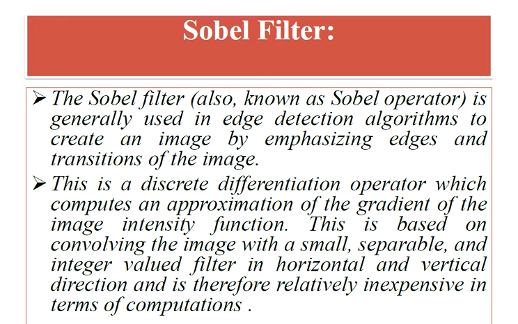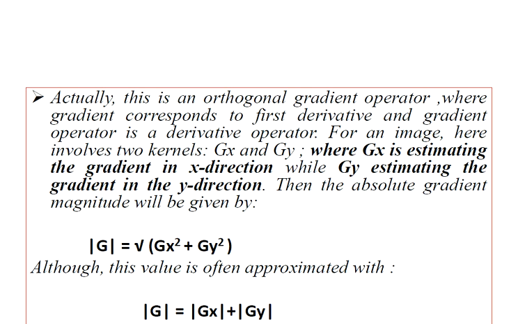intensity function. And this is based on convolving the image with a small, separable and integer valued filter in horizontal and vertical direction, and therefore this is relatively inexpensive in terms of computation. So now this is an orthogonal gradient operator, and here gradient corresponds to the first derivative and gradient operator is a derivative operator, and this is very important. Okay, now we are considering the first derivative here.